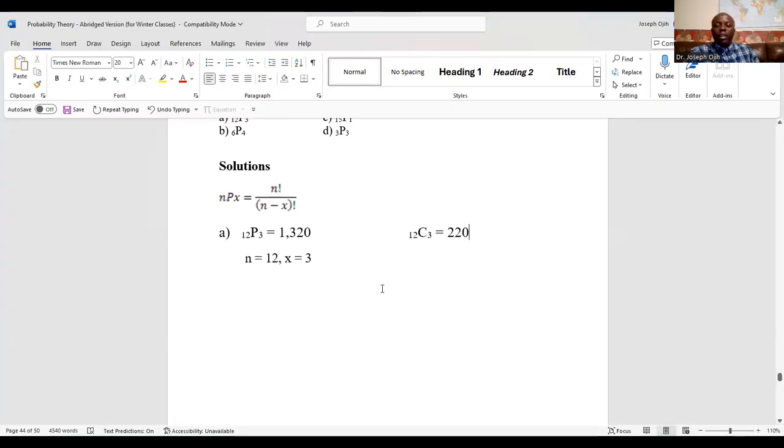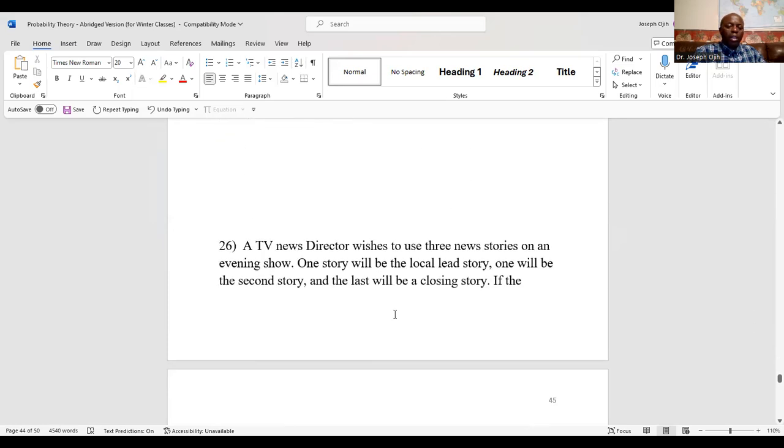So that's how you can get these results. 12 permutation 3 is just 12, comma 3, but make sure that you click on the permutation key. For combination, you click on the combination key. Then get the result. Let's see the application here.